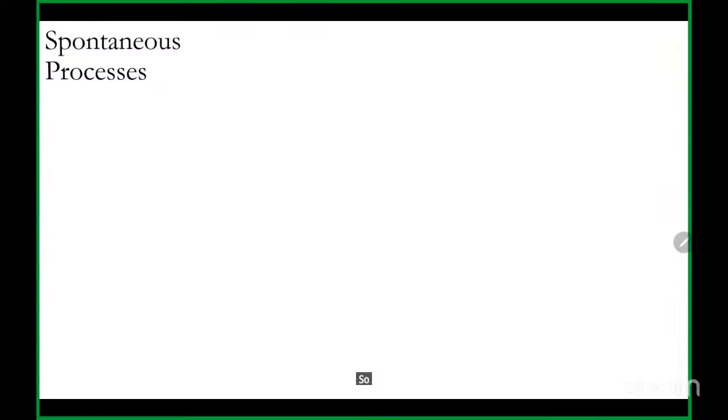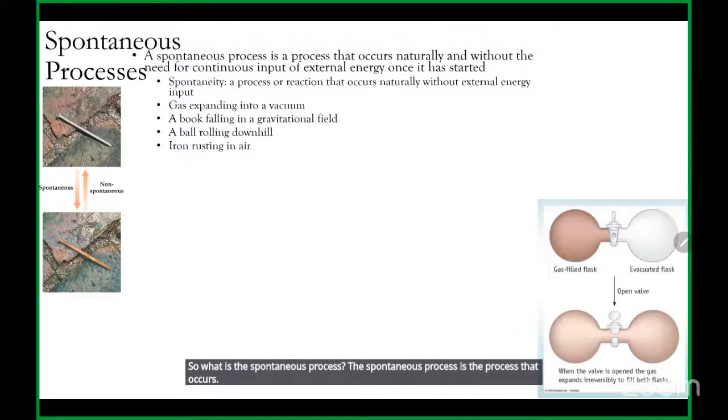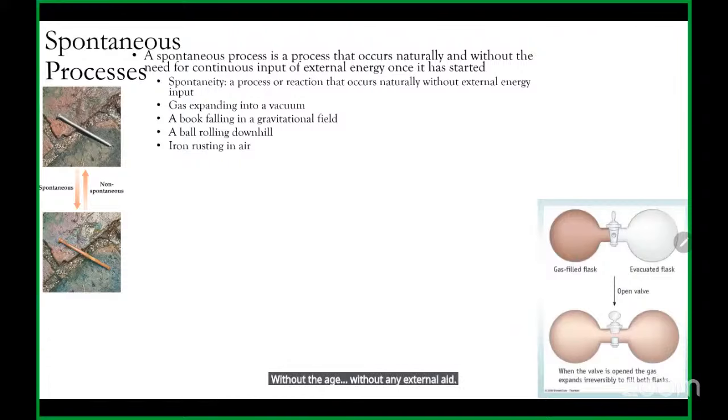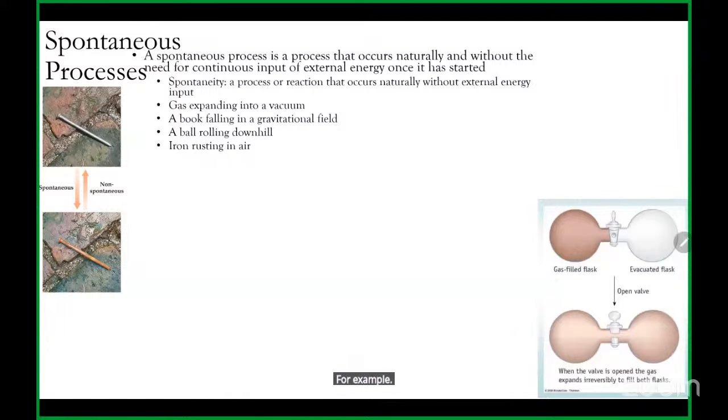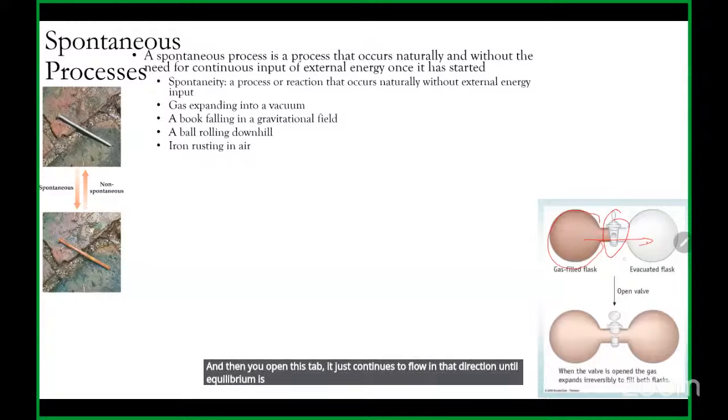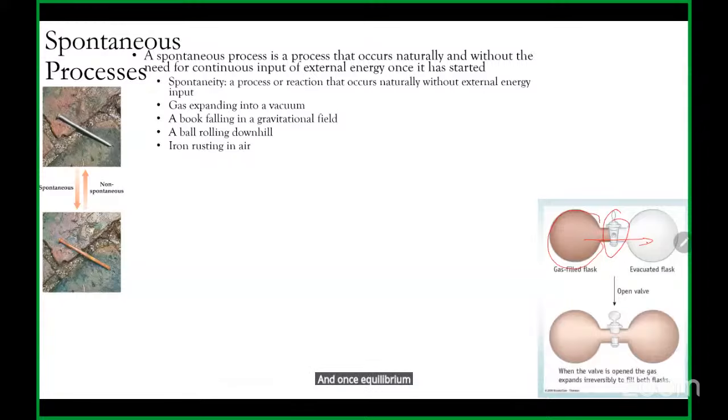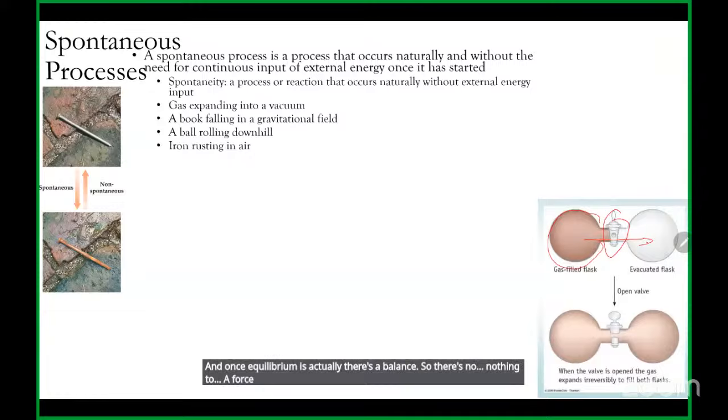So what is a spontaneous process? A spontaneous process is a process that occurs without any external aid. Once it starts, it continues. It doesn't need any external aid to continue. For example, there's a gas in here, and then you open this tap, it just continues to flow in that direction until equilibrium is achieved. Once equilibrium is achieved, there's a balance, so there's nothing to force it to happen. The reverse process does not happen. That's the one that we call non-spontaneous.